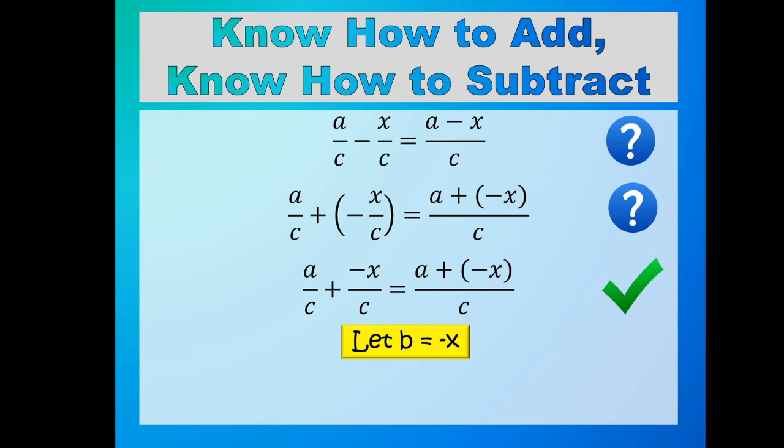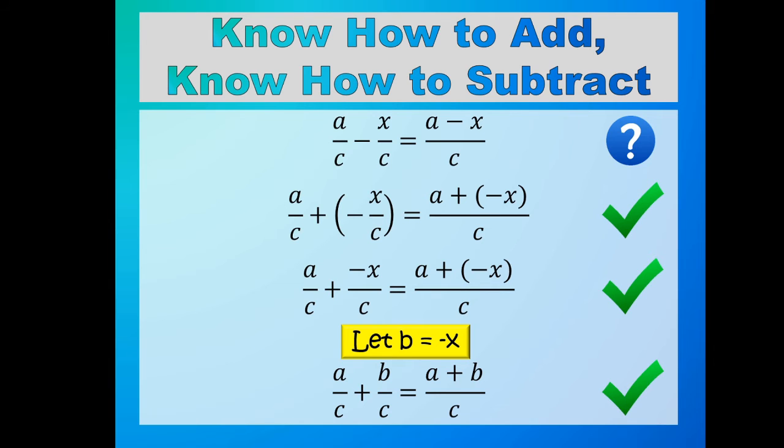But let's just make this a little bit prettier. Let b equal negative x, and therefore a over c plus b over c is equal to (a plus b) over c. So we are adding the numerators and keeping the denominators the same as we're adding fractions. So yes, we do know this is true. So now we know that the second line is true and the first line is true.